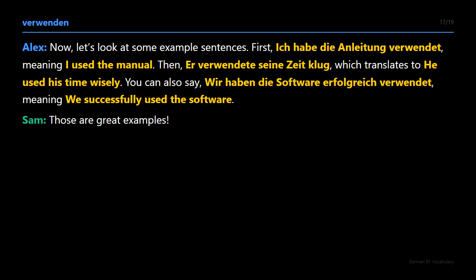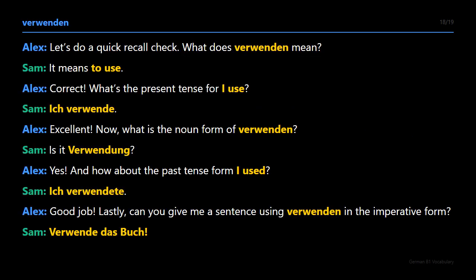Those are great examples. Let's do a quick recall check. What does verwenden mean? It means to use. Correct. What's the present tense for I use? Ich verwende. Excellent. Now, what is the noun form of verwenden? Is it Verwendung?